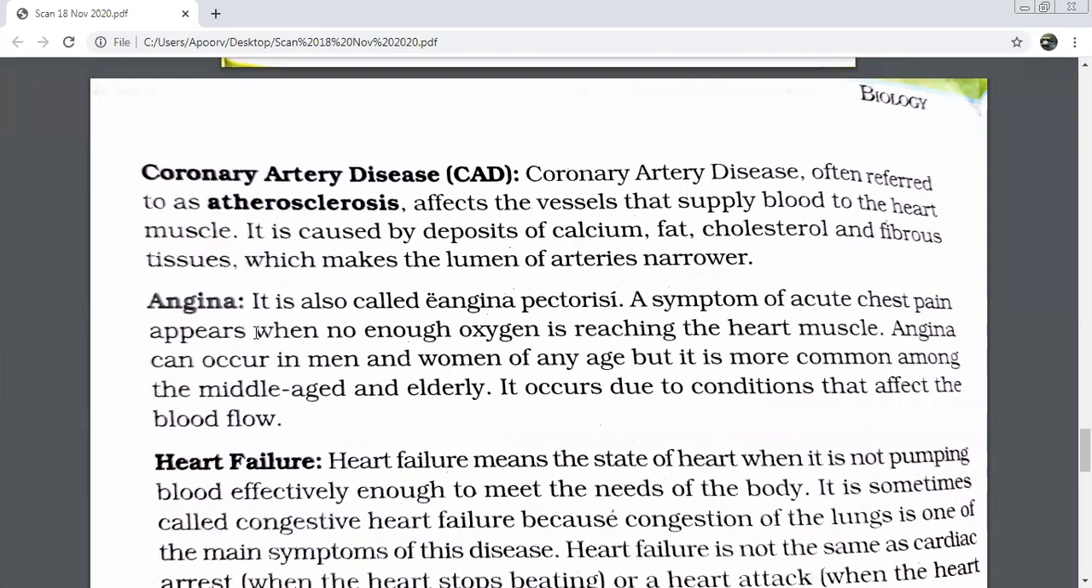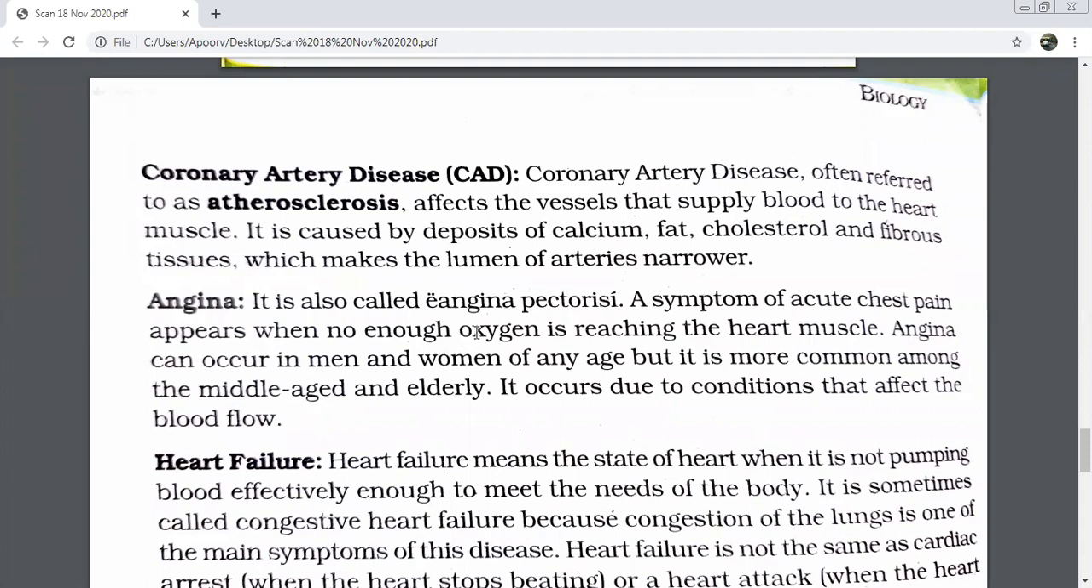Then this is angina. You must have heard this word. What is angina? Acute chest pain. This occurs when not enough oxygen is reaching the heart muscles. If the heart muscles do not get enough oxygen, there's a severe pain in the chest. This pain is called angina. This can occur in men and women of any age, but it is common among middle-aged people. This is a symptom of heart attack.